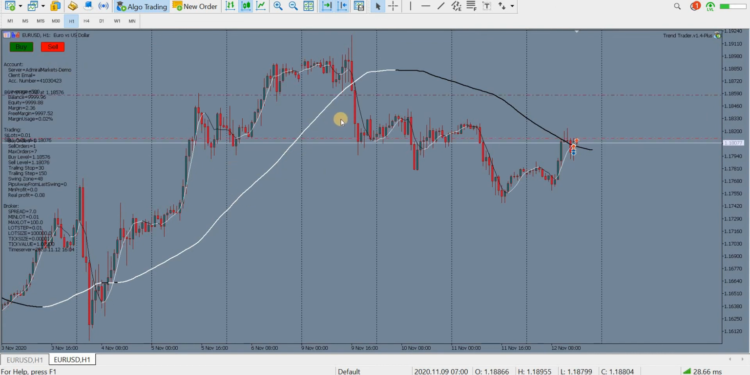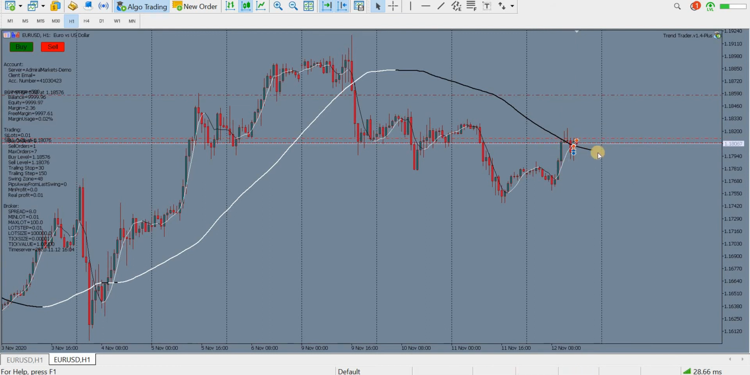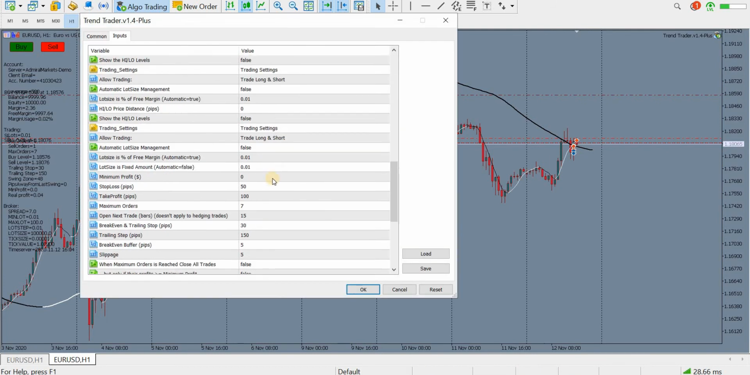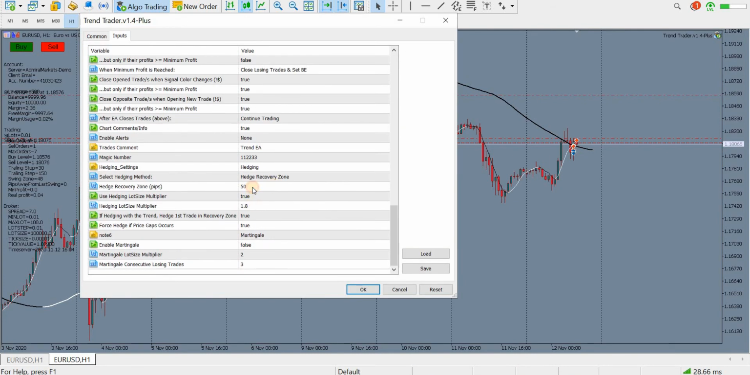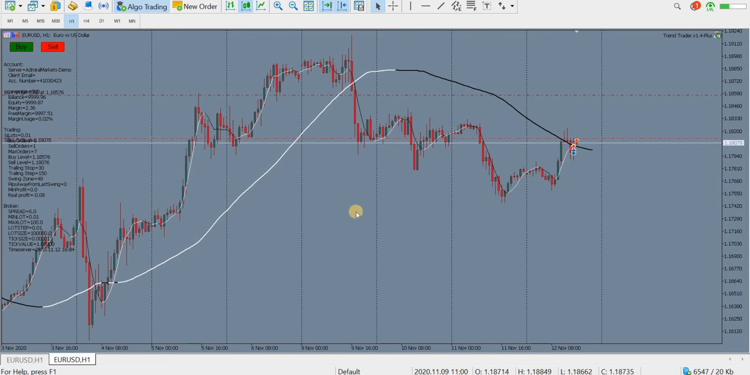So I'm using the EA's buttons, and I am hedging a recovery zone. That means if I open a sell here, or the expert advisor opened a sell, then it also placed a pending order at the opposite a certain distance, I think it's 50 pips. I'm jumping to hedging. I hope it's not too confusing. I'll go into detail about hedging later.